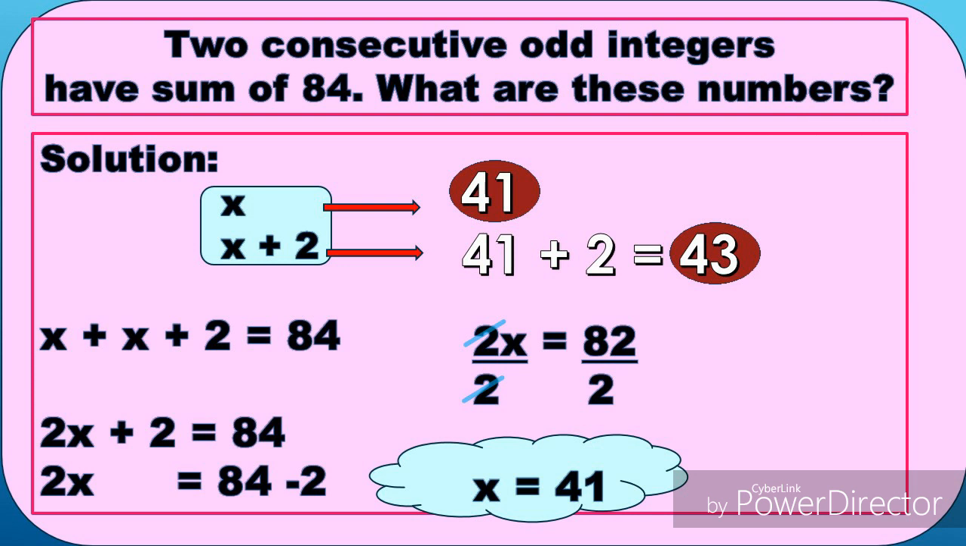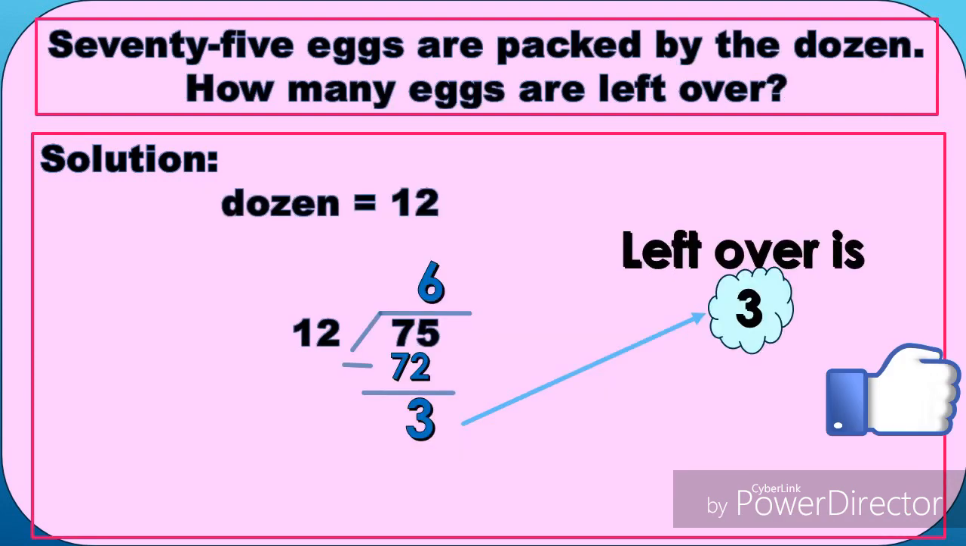So, balikan natin yung dalawang numbers natin, which is yung x. So, x daw is 41. So, that is the first odd integer. And the second odd integer is x plus 2. So, sasubstitute natin yung value ng x, which is 41. So, 41 plus 2 equals 43. So, ang dalawang odd integers na magkasunod is 41 and 43, na may sum na 84.